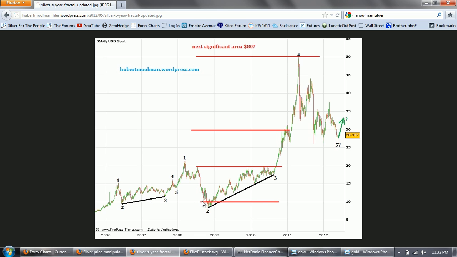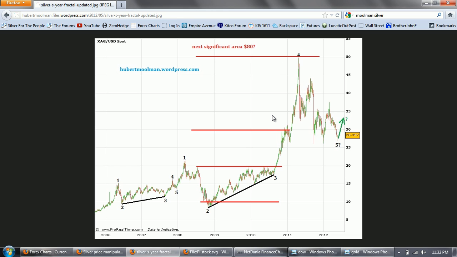So you've got this significant line marked here at 10. You can see another one at 20. You've got another one at 30 where we seem to be holding now, and then you've got another one all the way up at 50. This marks a very clear Fibonacci ratio.